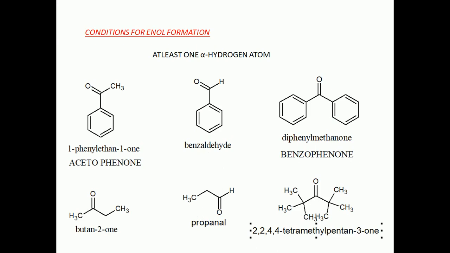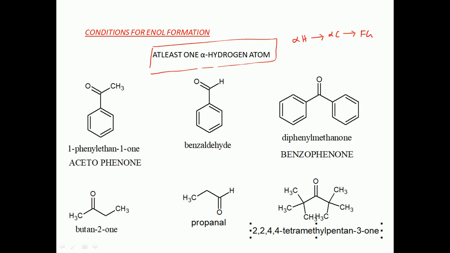Next, conditions for enol formation, as already discussed. What is the condition for keto-enol formation? That molecule should have at least one alpha hydrogen. What is an alpha hydrogen? The alpha hydrogen is that hydrogen which is present on the alpha carbon. What is the alpha carbon? That carbon which is directly attached to the functional group.